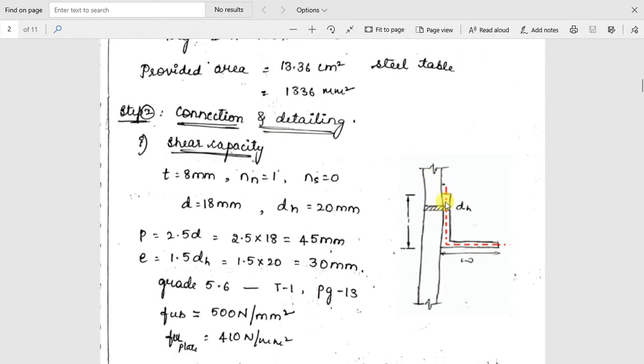So it is similar to a lap joint. So T will be 8 mm. So n_n will be assuming it as 1. That means one shear plane will be passing through the threaded portion of the bolt, and there will be no shear plane in the shank portion.